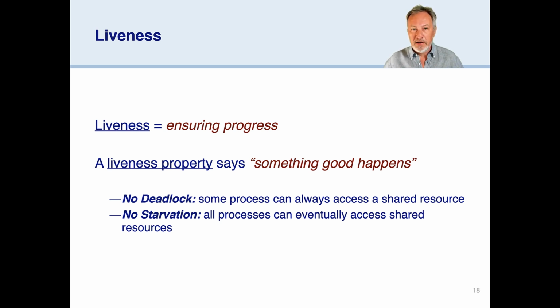Another important property is no starvation. So all processes can eventually access shared resources. It may be a case that we don't have any deadlock, but for some reason, due to bad timing or to bad priorities, some process gets starved out.